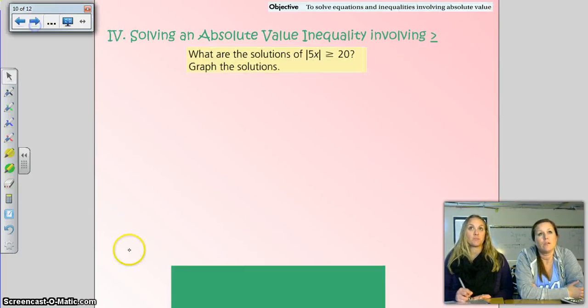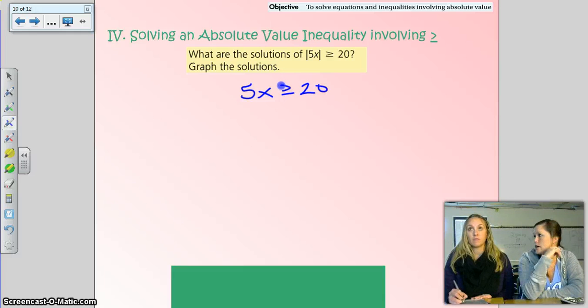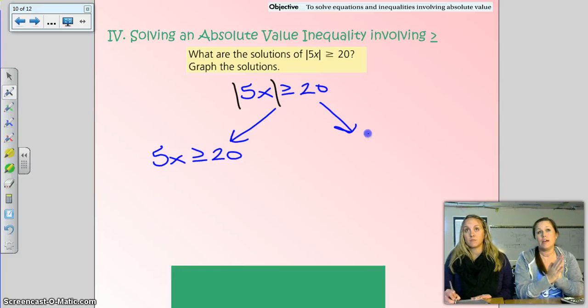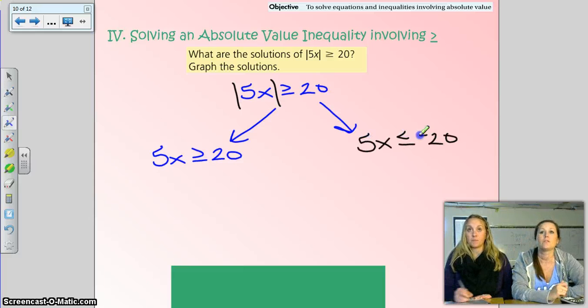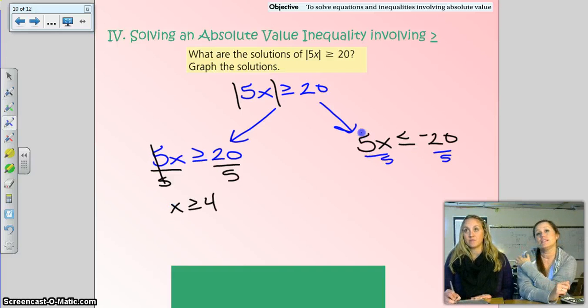Okay, so let's do this one. This is greater than or equal to, that's an and, right? Well, let's just do it. So 5x is greater than or equal to 20. And then if I have 5x less than negative 20, you have to flip the sign. So this side's going to be x is greater than or equal to 4. That side's going to be x is less than or equal to negative 4.